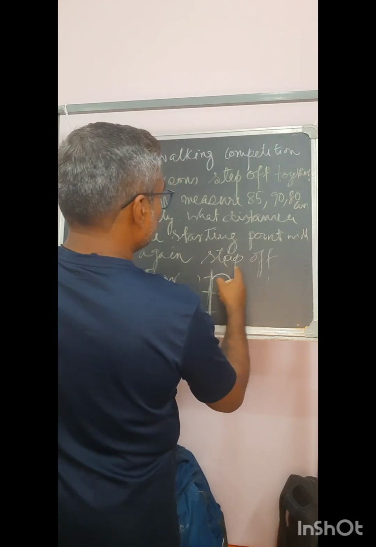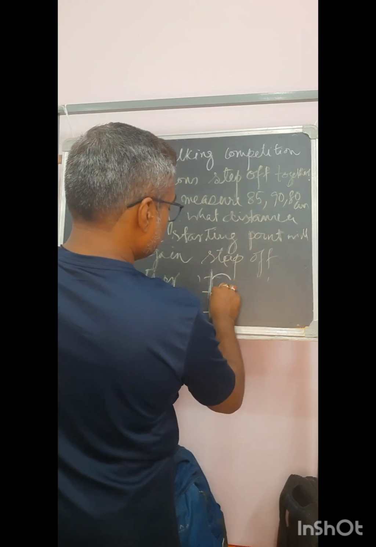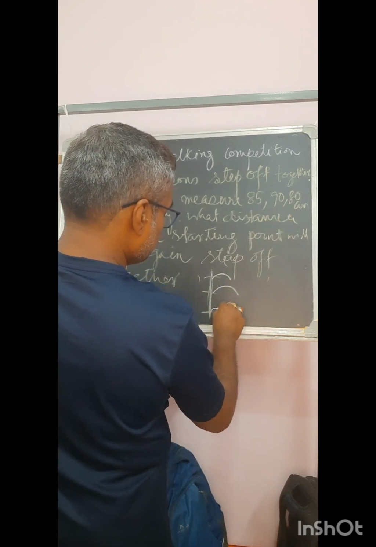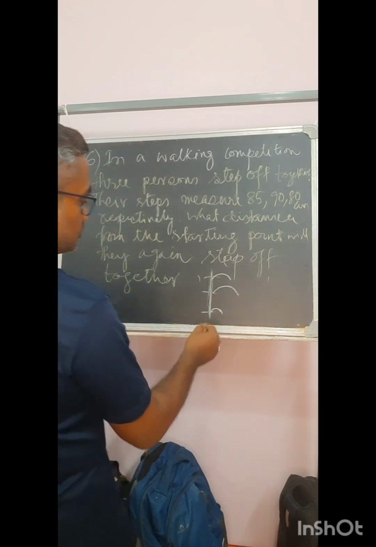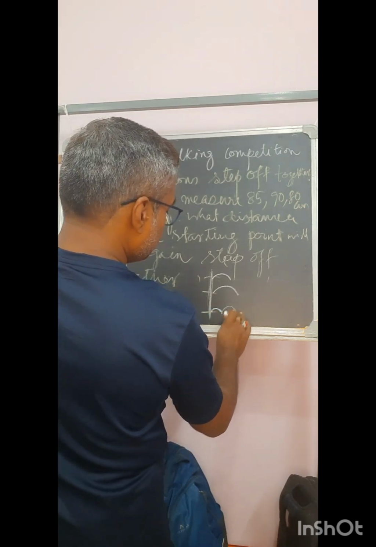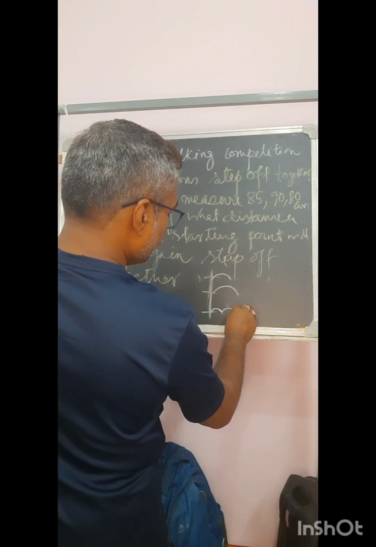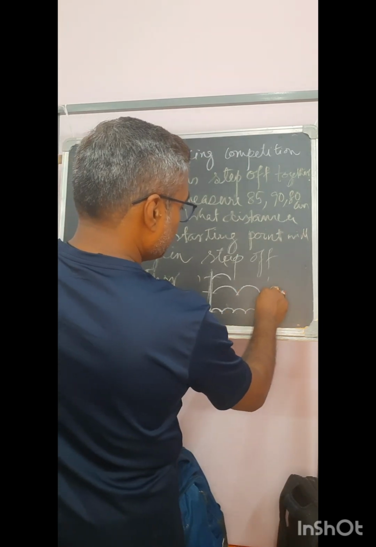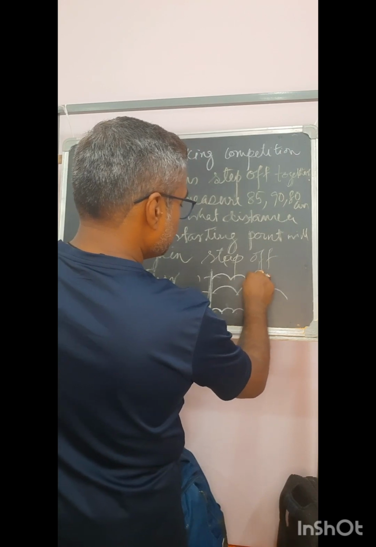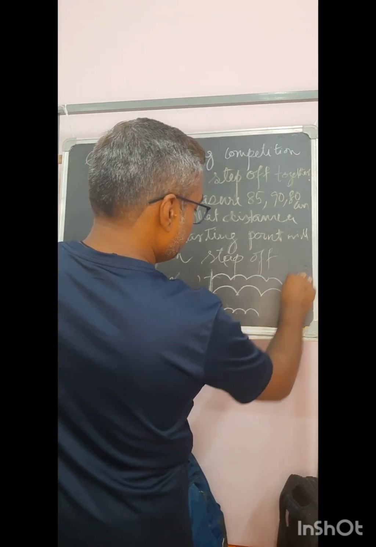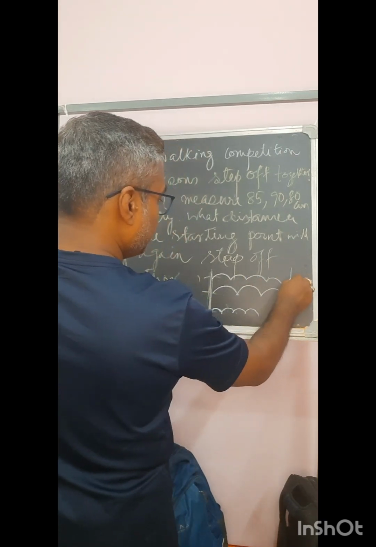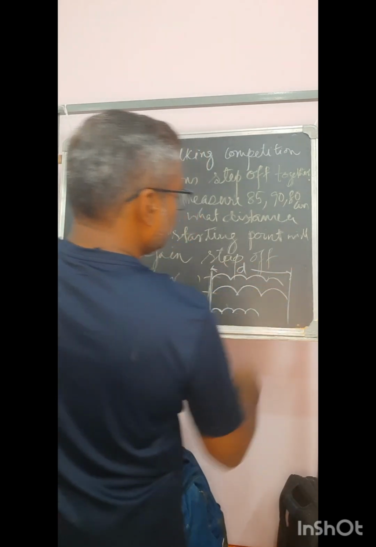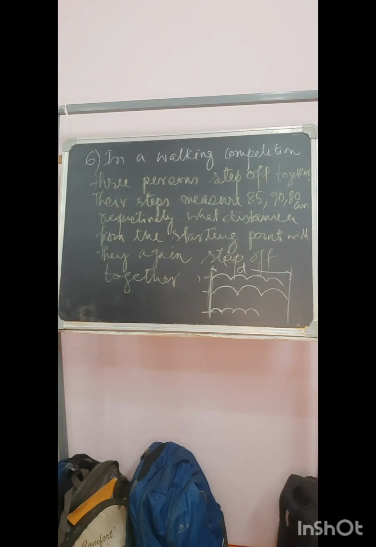One started with 85, one has a step length that is a little bit higher, and the third is a little bit lesser than these two. Let's say they are moving with the same stride length every time. So there may be some possibility that they will meet at some point. You have to find at what distance D from the starting point they will again step off together.